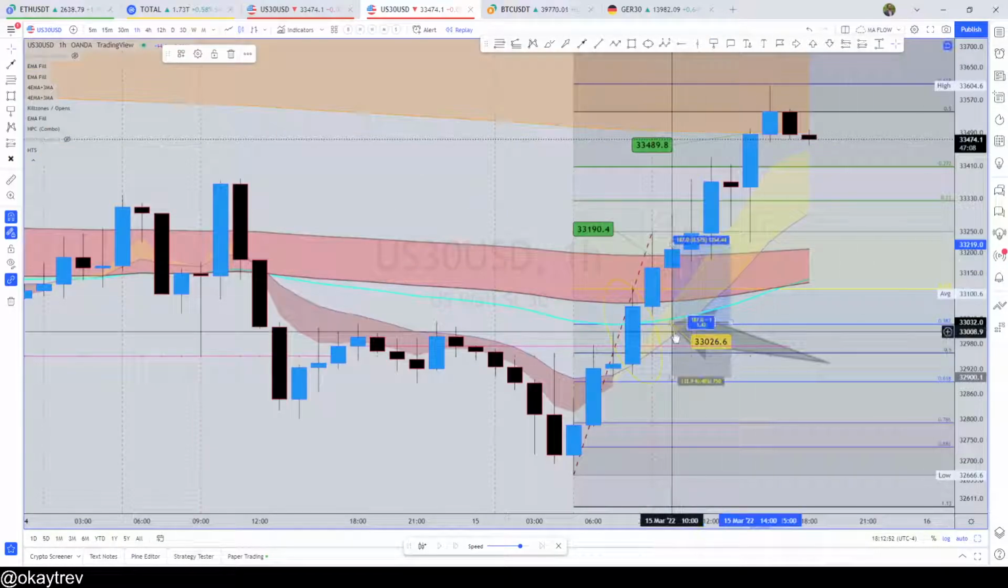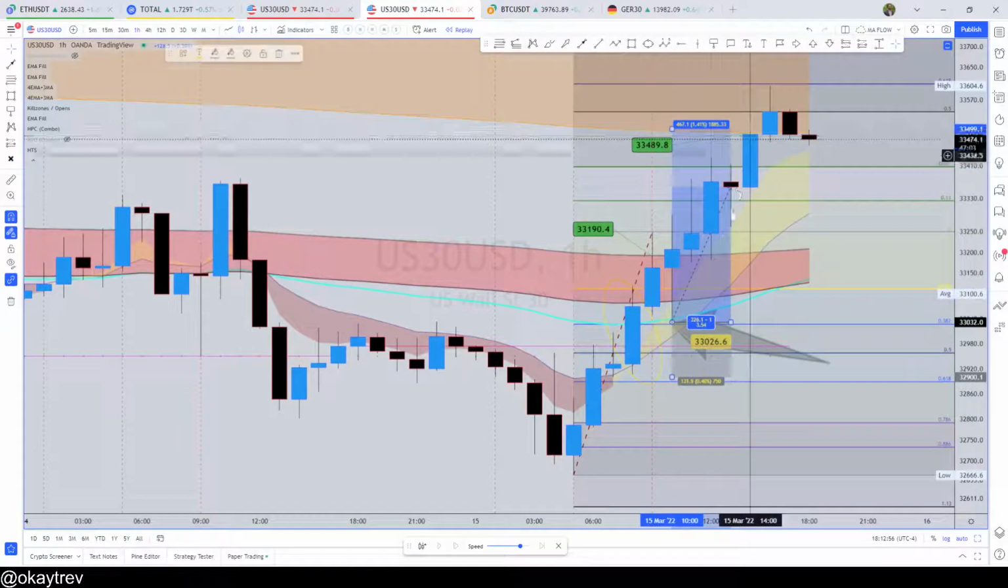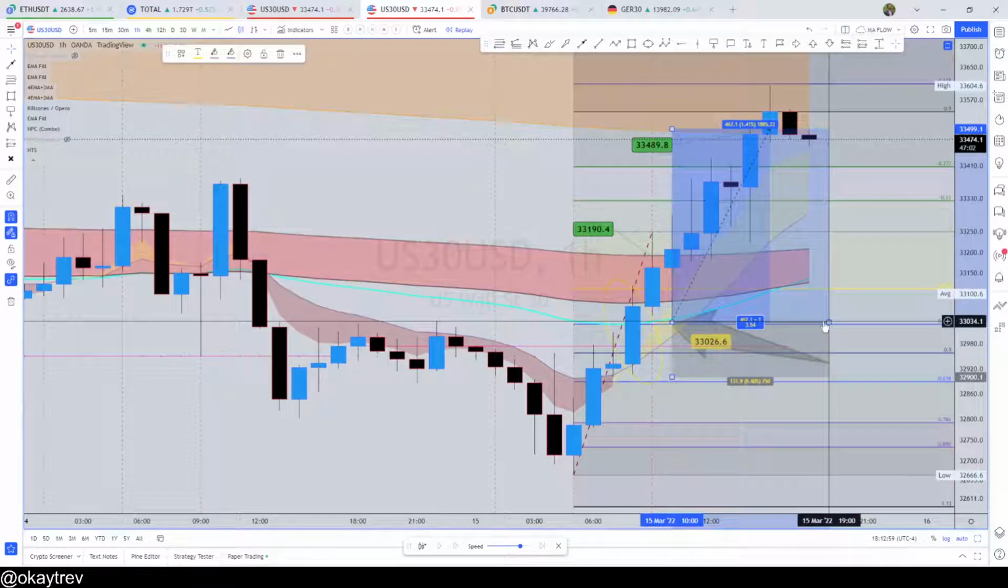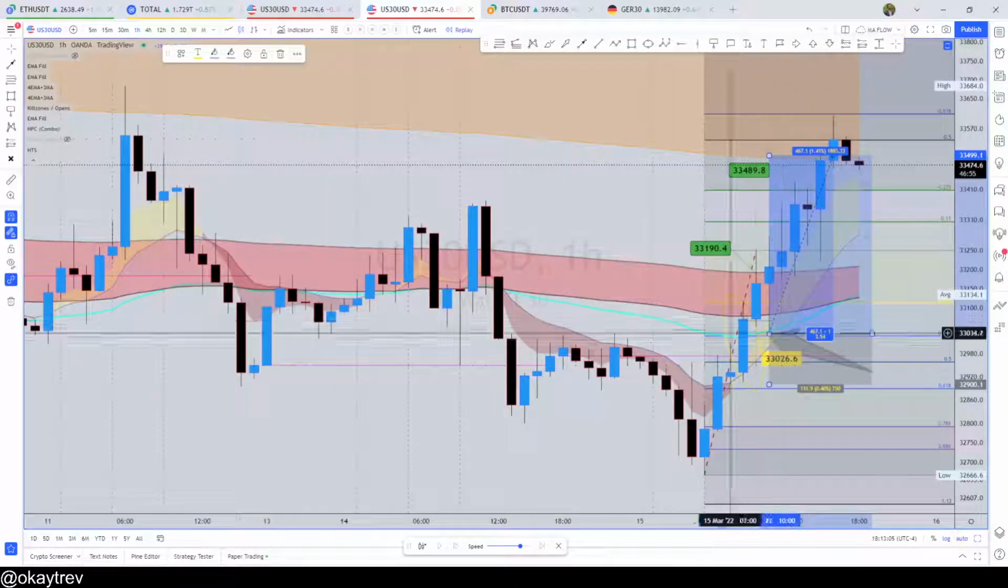So price went on the hourly time frame, giving you this beautiful buy setup, giving you 467 buy, which was crazy. But I'm going to go ahead and wrap up this video.